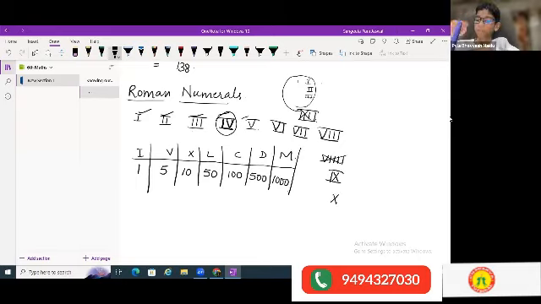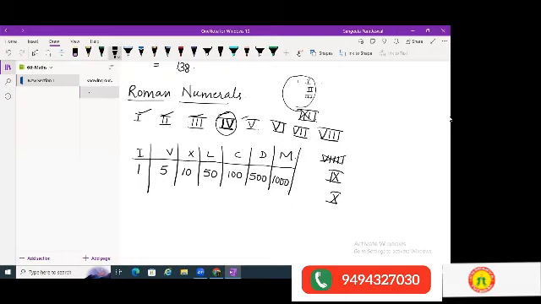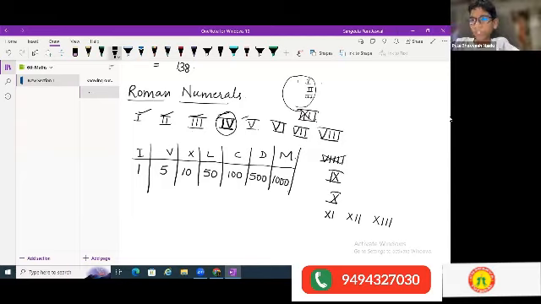Then we have 10 here. Then we want to add 1 to it to write 11. How will we write 11? 10 plus 1. And how do we write 12? Like this. 13 like this. But after 13, we cannot write one more one here. We cannot repeat the number after 3 times. So how will we write 14? And for 40, we need to write L negative X.